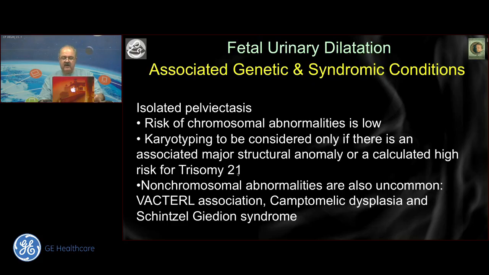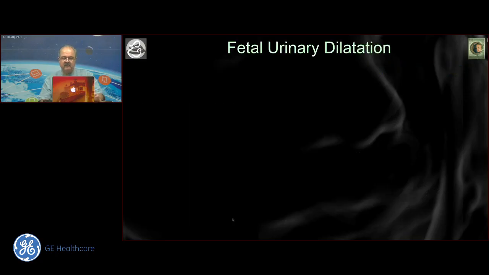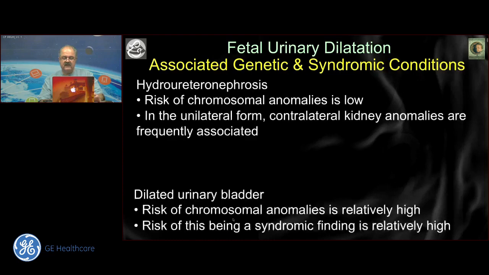The non-chromosomal ones are far more common, and therefore you will start looking at the entire fetus. On the other hand, when you look at hydroureteronephrosis, you realize that in that situation, the chromosomal abnormalities are even fewer, and usually this is not syndromic, it's obstructive. If you find a dilated urinary bladder, the risk of chromosomal abnormalities is relatively high, and again the chances of being a syndromic finding is relatively high.